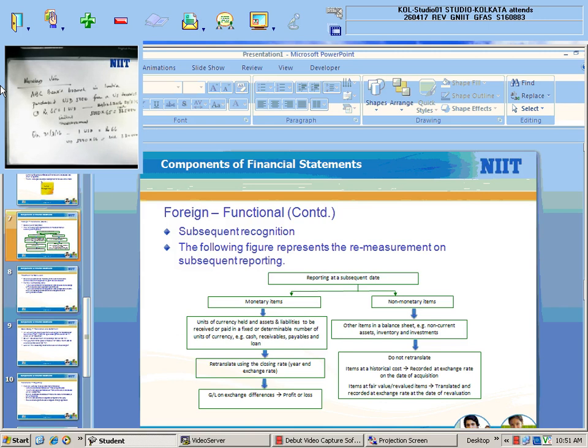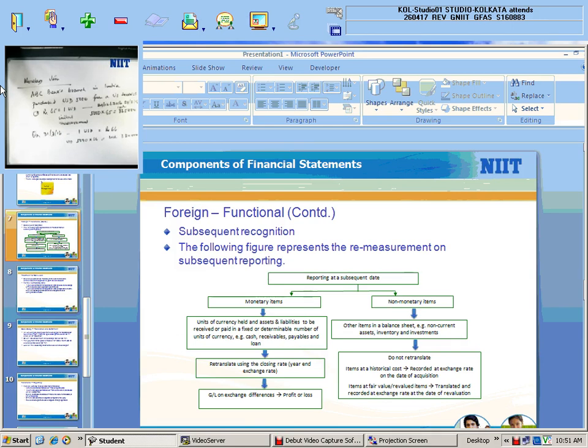So for monetary items in the balance sheet, subsequent measurement will be done at the closing exchange rate, that is the exchange rate applicable on the closing date between the foreign currency and the functional currency. The difference, 5,000, will be charged to the profit and loss account. That is how it is done for monetary items.